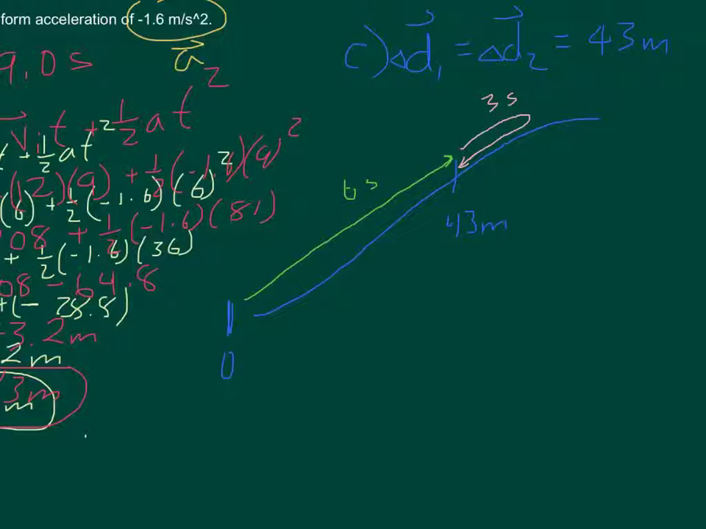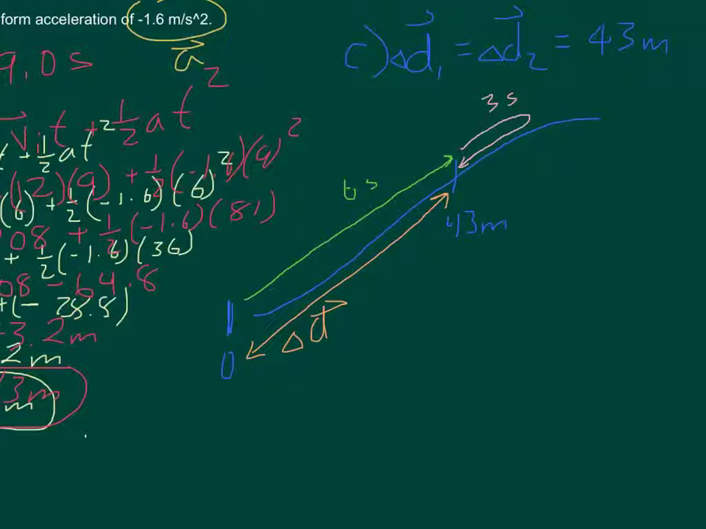So in a total of 9 seconds since he left point 0, he is again 43 meters from his point 0, or his displacement. Let's show this as a different color maybe. So our displacement itself is only from here to here, right? Delta D.